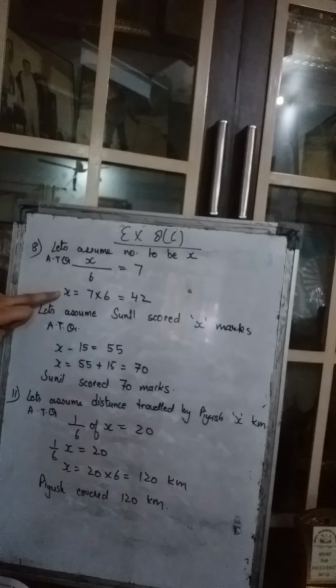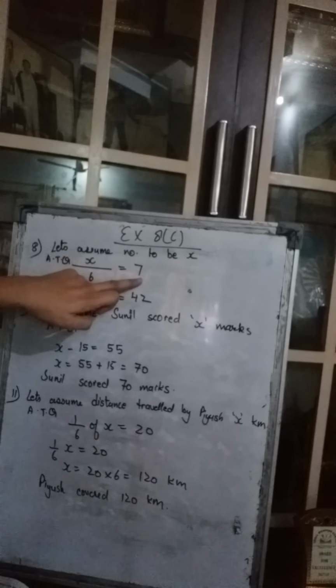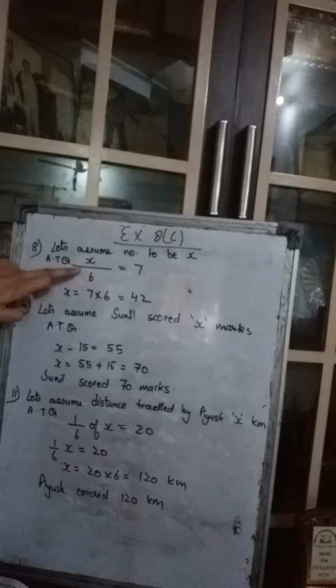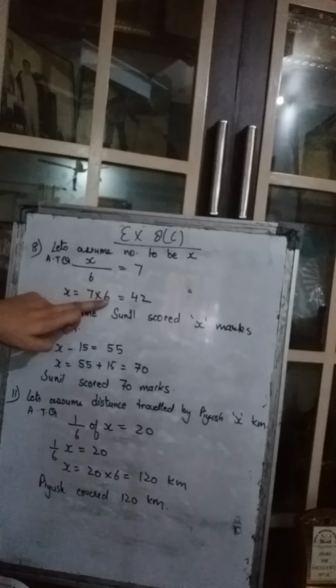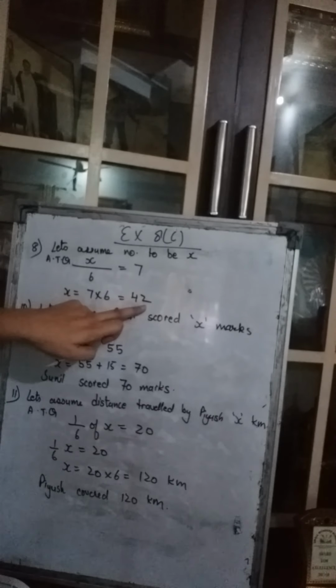Now x is equal to, what is after equal to? 7. Write there 7. 6 is getting divided here. If we take it on the other side, it will get multiplied. So 7 into 6 is equal to 42. So the number is 42.